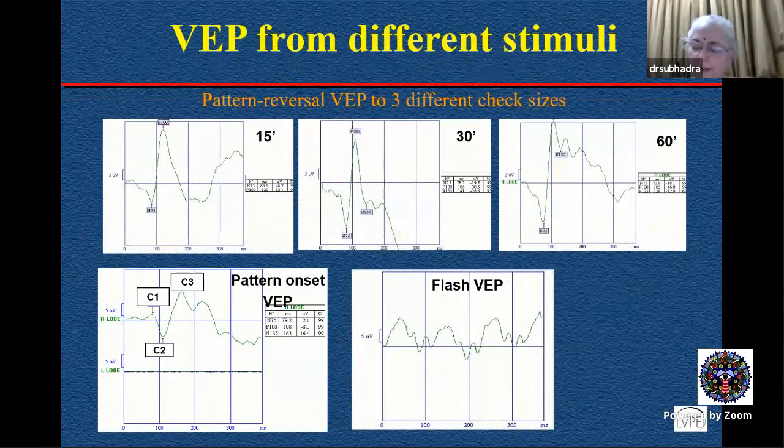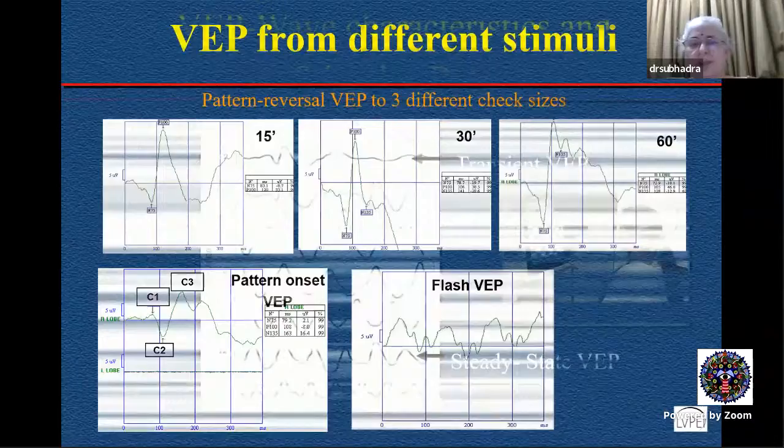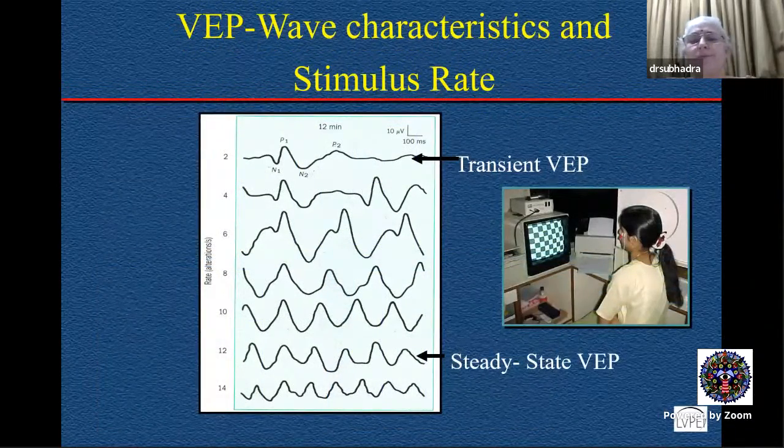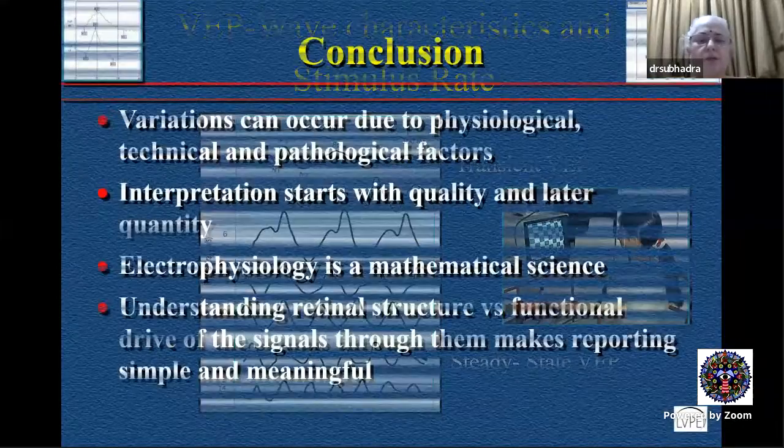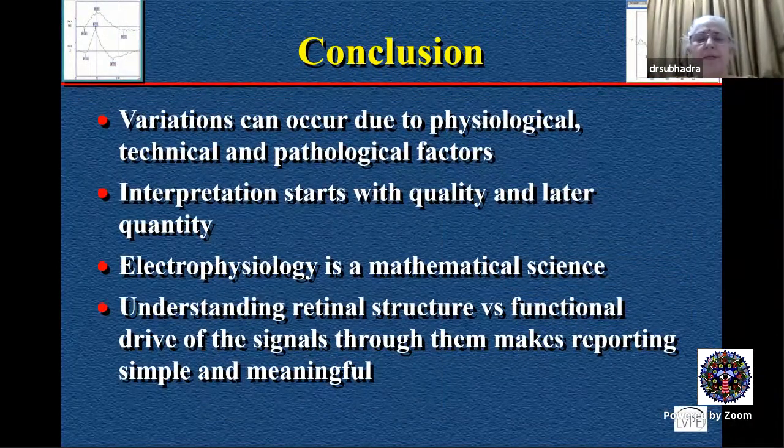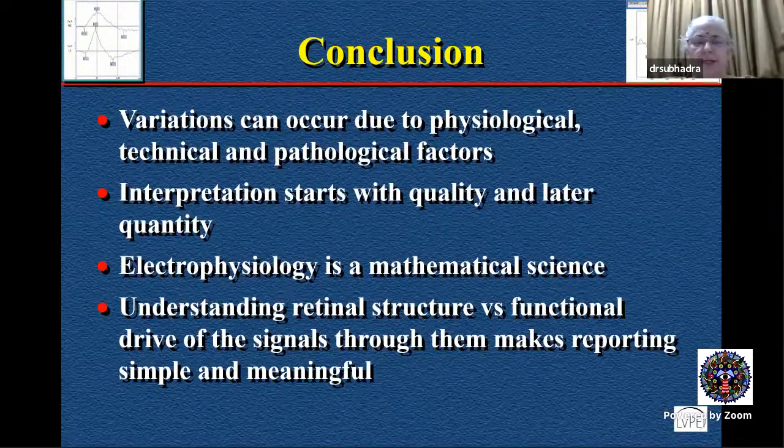And I think Virendra told about this, that for different check sizes, you will get different responses. And if you do a very fast checkerboard, then again, you will get a steady state VEP. That means that the responses are coming too fast and all the responses get added up. So to conclude, the variations which happen can be due to physiological, technical, and pathological factors.